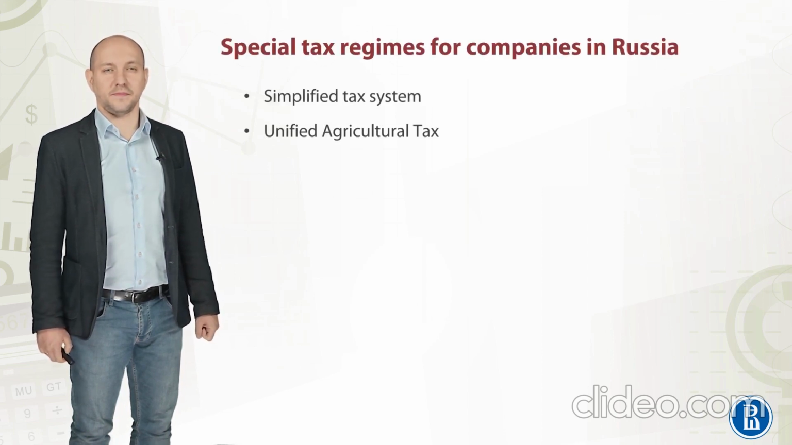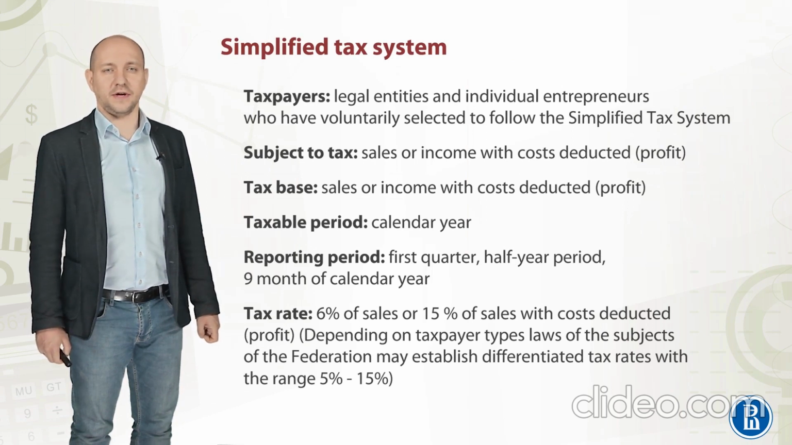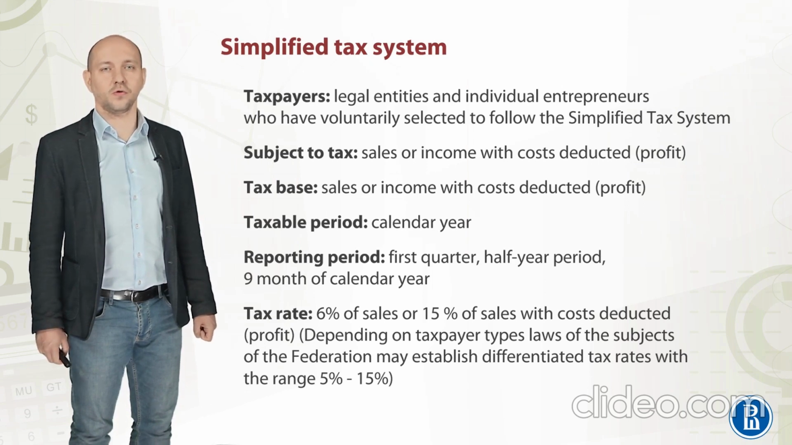When we talk about special tax regimes in Russia, for instance, we can see two main kinds of such tax regimes: simplified tax system and unified agricultural tax. If we talk about the simplified tax system, the tax rates for the companies that use this tax system are usually lower compared to the general tax system. It could be either 6% of sales or 15% of the company's profit.